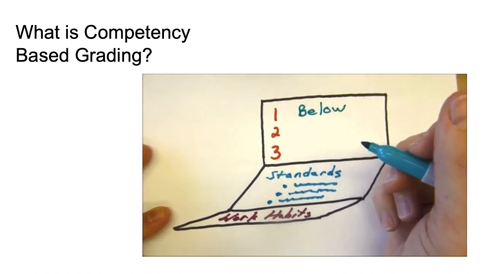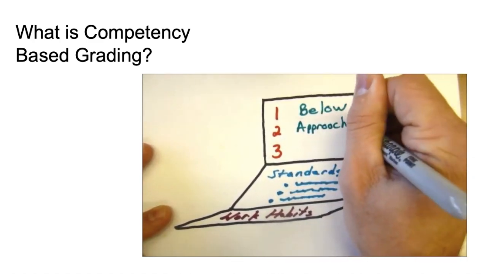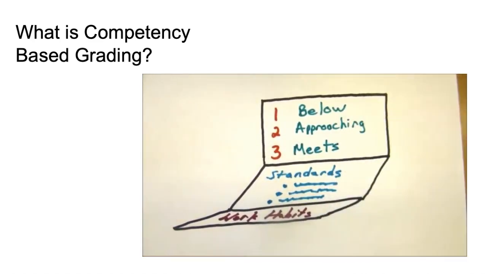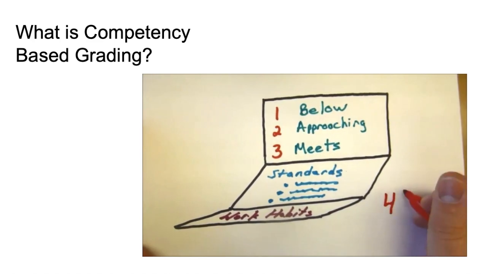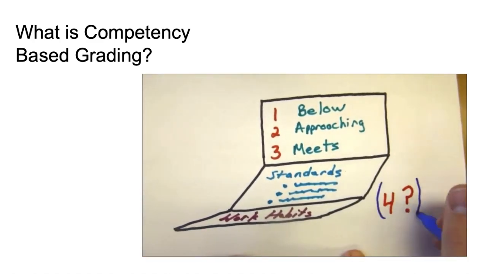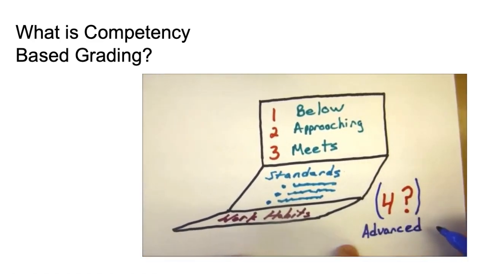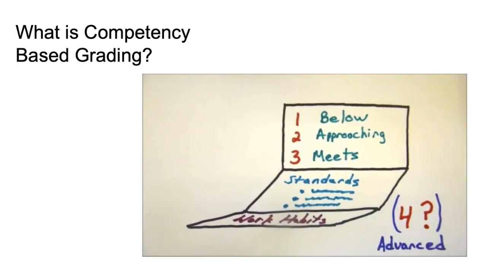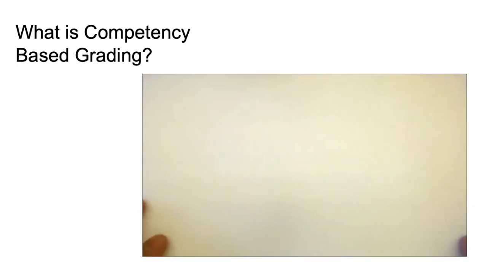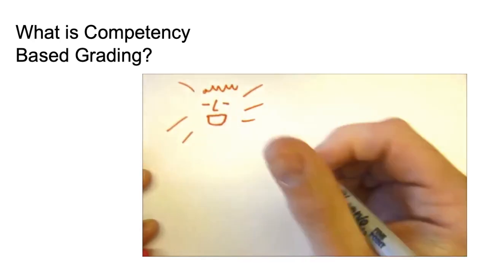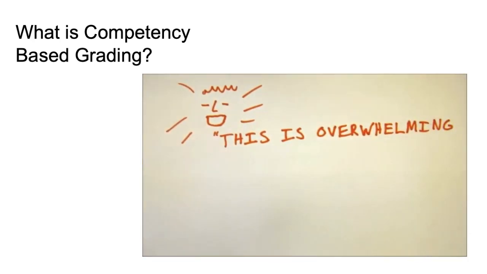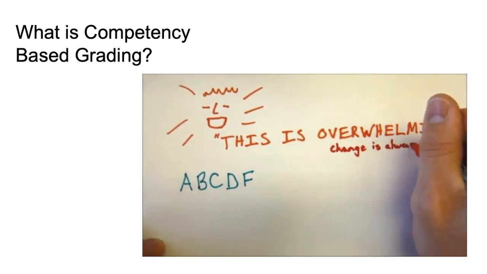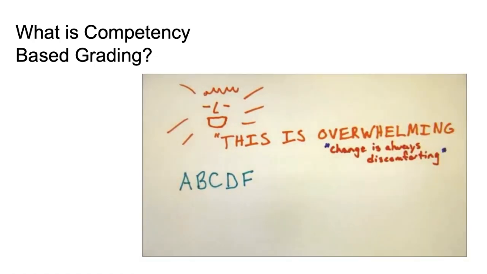1 means below, little to no understanding of grade level standard. 2 is approaching, inconsistent or partial performance on that grade level. And 3 means it meets and consistently performs at that grade level. 4 is an indication that the student is showing above grade level skills. This can be extremely overwhelming. You may even ask questions, why don't we just use A, B, C, D, F? It's okay to be uncomfortable with this.